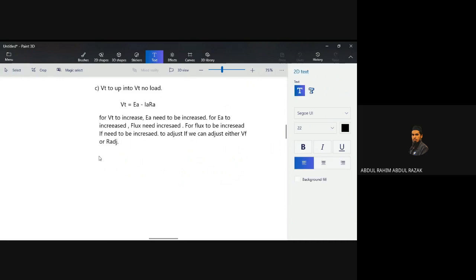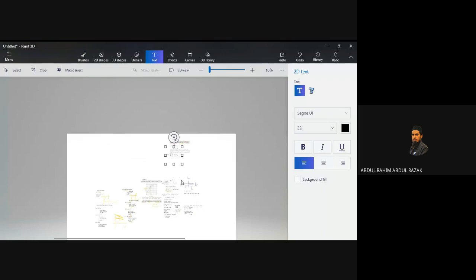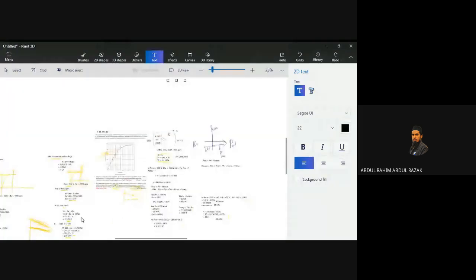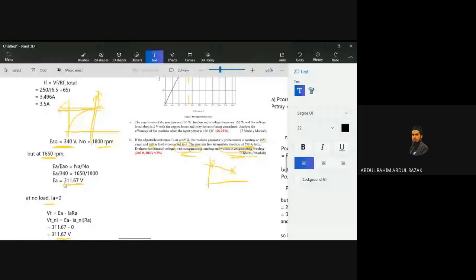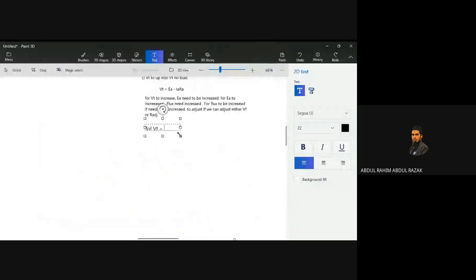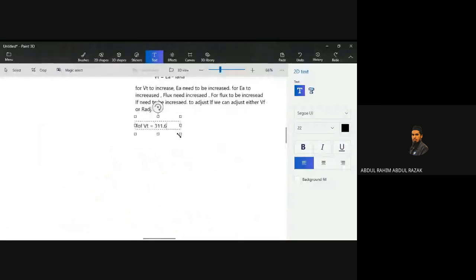And for VT, it is equal to the one just now in B. In B, we calculated that VT should be how much? V terminal. So this is your V terminal no load, 311.7. 311.67 volts.